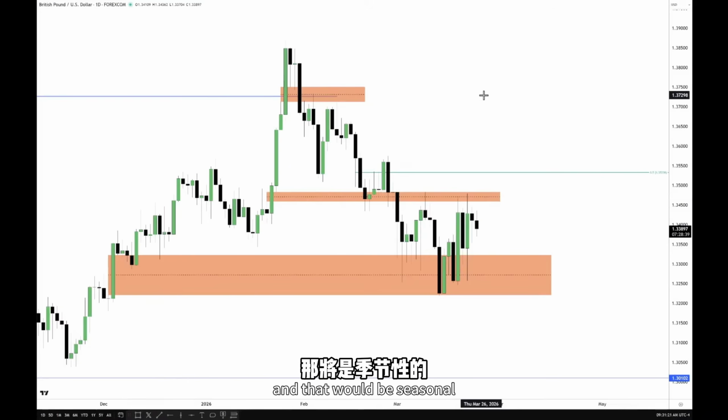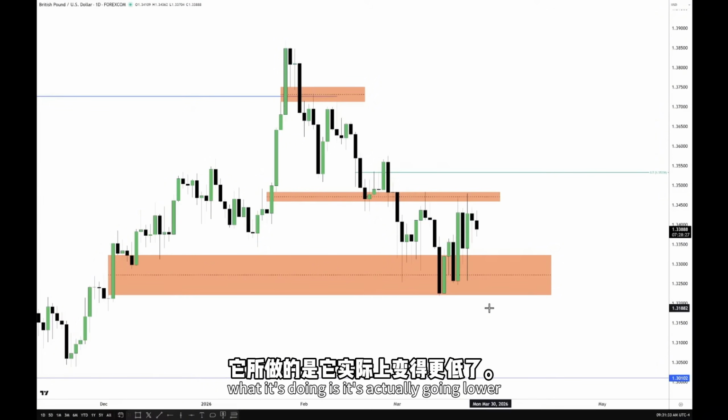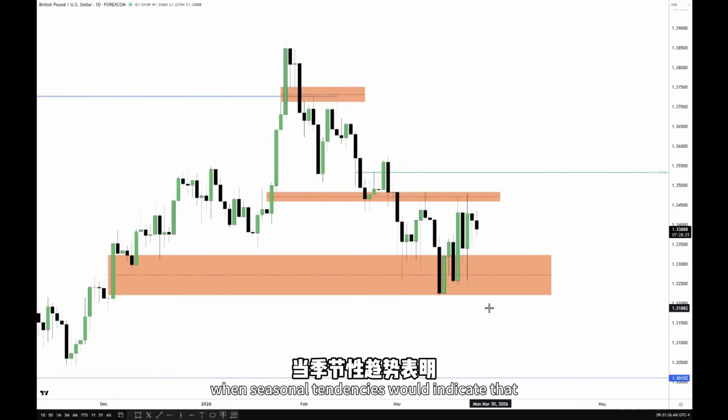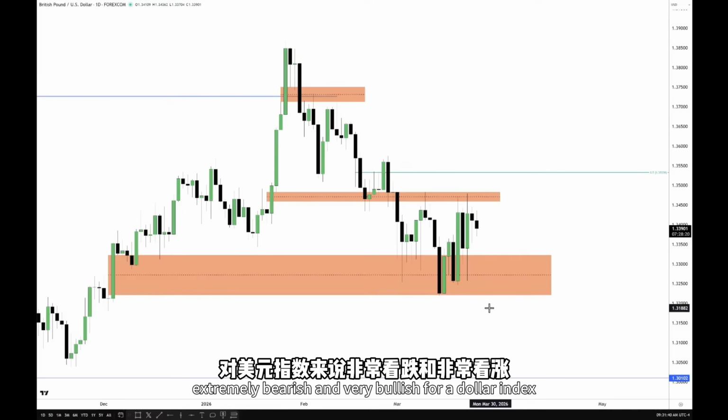And that would be seasonal. Seasonal tendency is likely to happen. We're in that time where it could be happening. So what I'm really looking forward to is, if this can go lower, it's actually going lower during a time when seasonal tendencies would indicate that it's likely to go higher. So in and of itself, that would be extremely bearish for pound dollar and very bullish for the dollar index.